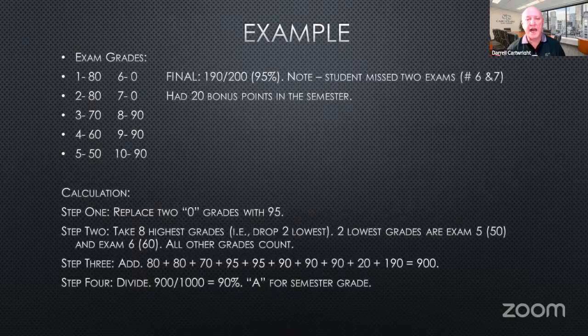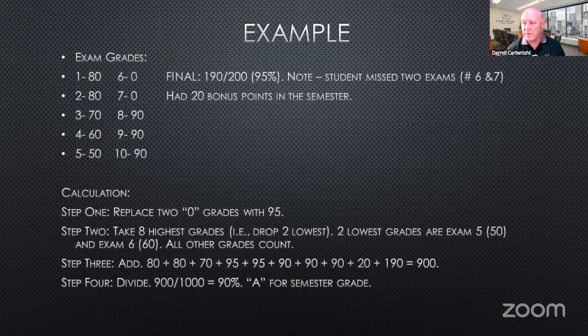Step three, let's add. You can use a calculator. I highly recommend it. You add 80, exam one, 80, exam two, 70, exam three. You don't do exam four. Why? Because it's one of the 2 lowest grades. You don't do exam five. Why? Because it's one of the 2 lowest grades. Exam six, 95, not a 0. Exam seven, 95, not a 0. Exam 8, 90, exam 9, 90, exam 10, 90.